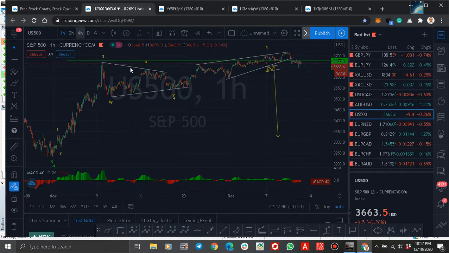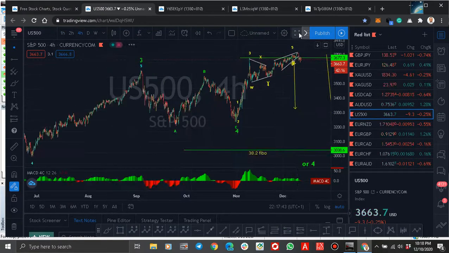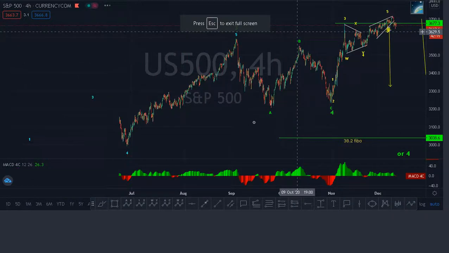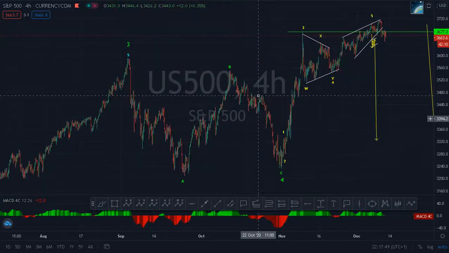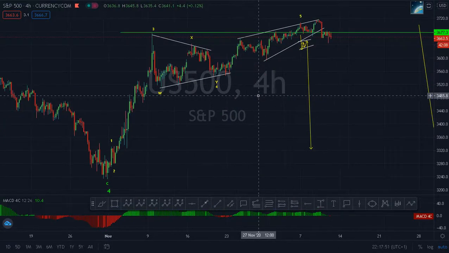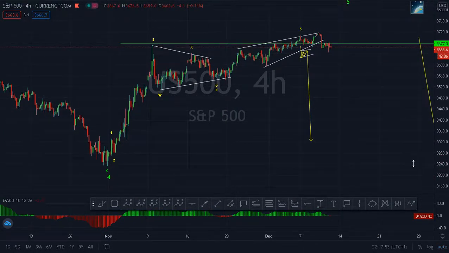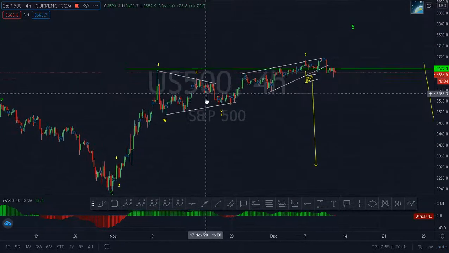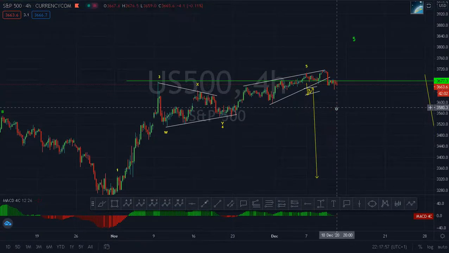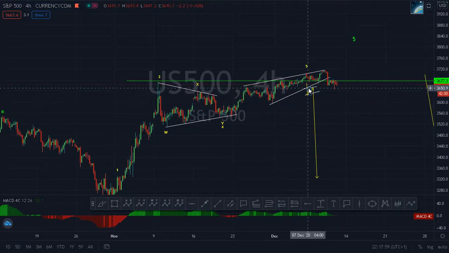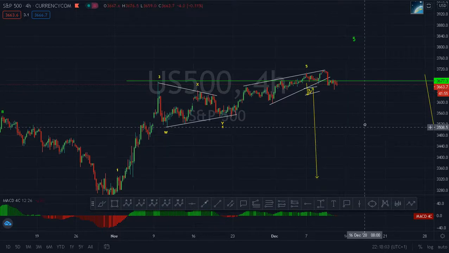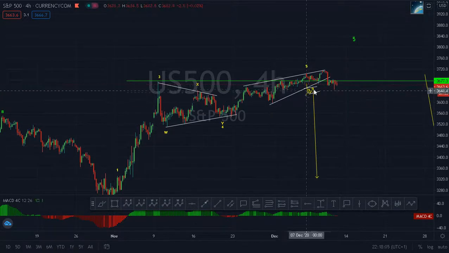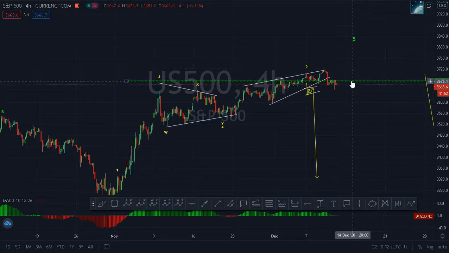Let me go to 4 hours, because some days ago I touched this pair. I made the analysis of S&P 500 some days ago, so I will not waste time here, only to show you what is happening. When I made the analysis, I was thinking that the channel would break from here and come down, but nothing has changed. You can see the triangle has been broken, and this is the perfect sell setup.